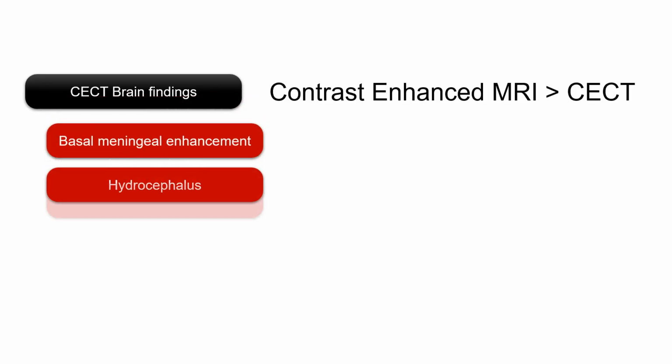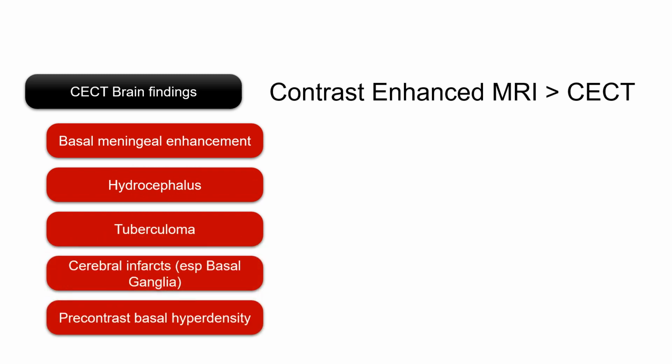So now coming to the neuroimaging findings, these are the CECT brain findings: basal meningeal enhancement, hydrocephalus, tuberculoma, cerebral infarcts, especially basal ganglia, and pre-contrast basal hyperdensity. All these are seen in the contrast enhanced brain findings. We'll see some of the images later. And as a whole, contrast enhanced MRI is better than contrast enhanced CT scan, and all these findings in the neuroimaging can be seen in some other conditions also.